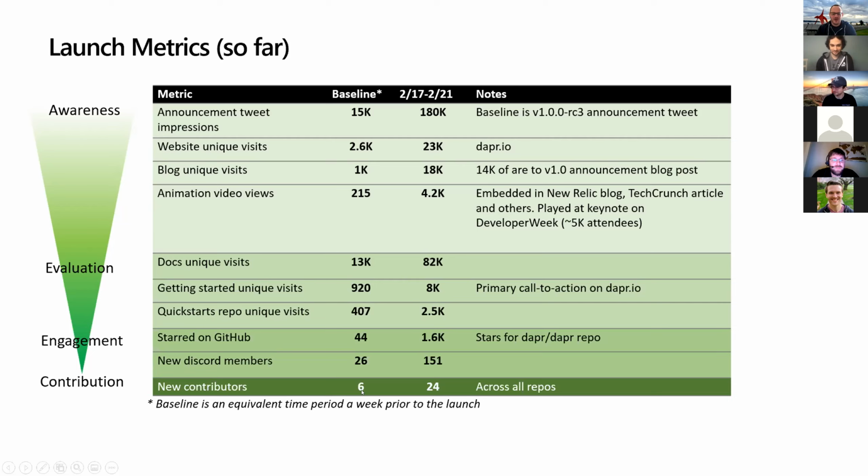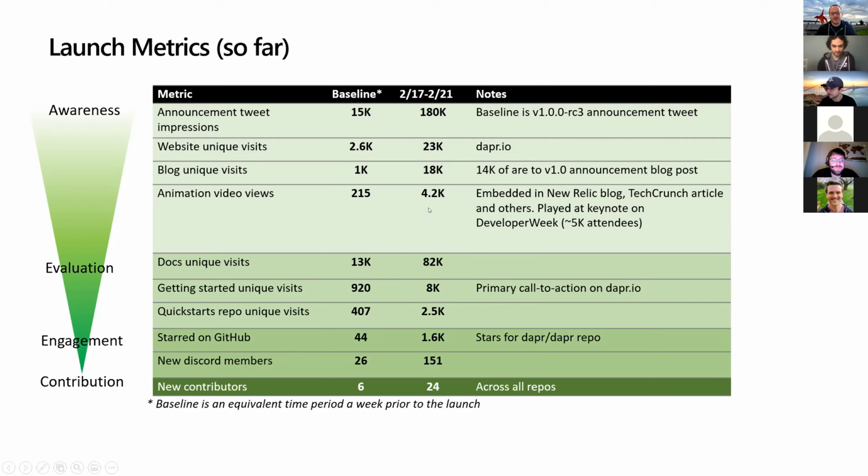So you can see here, there's a column of baseline, which is basically the same period of time a week before the announcement. So this is the same 4 or 5 days, just the week before. Usually a tweet gets like 15,000 impressions. We got like 100,000 from the Dapper Dev handle, which is great to see. The website has been seeing almost 10x visits. The blog has just exploded, of course, with the main announcement blog going out.